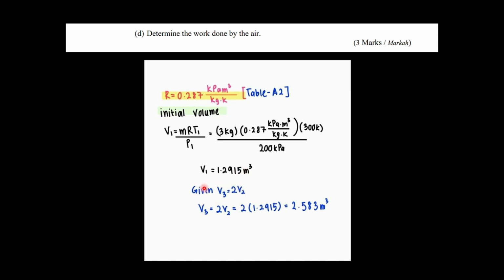Given that the volume at state 3 is double the volume at state 2, and V1 and V2 are the same, V1 equals V2, and V3 equals 2 times V2, which is 2 times 1.295, and we get 2.583 meters cubed.